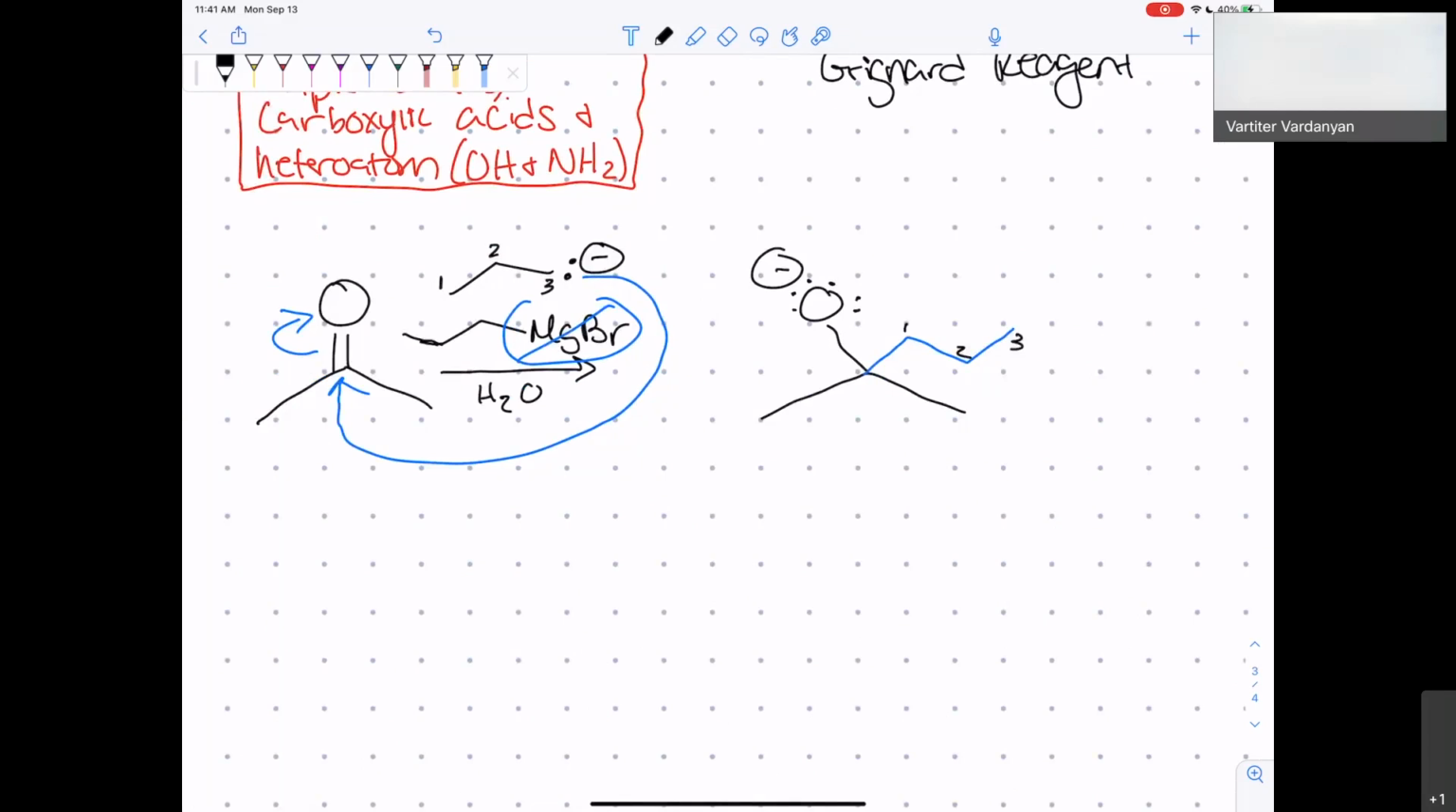So we're not able to kick anything off, because in order to kick off a leaving group, you have to reform a double bond. But the only thing that could possibly act as a leaving group is the O. So we don't have anything to kick off. So we have to use the water and protonate it.